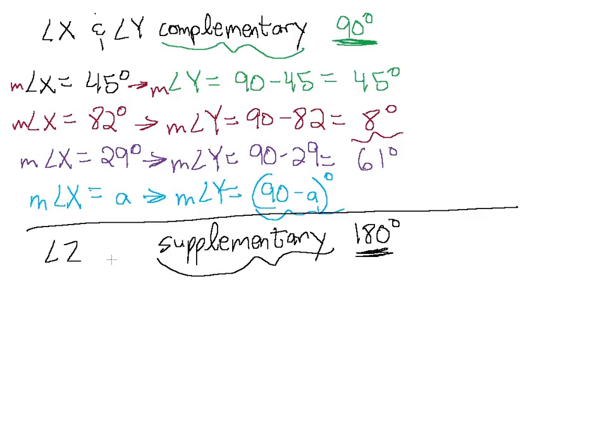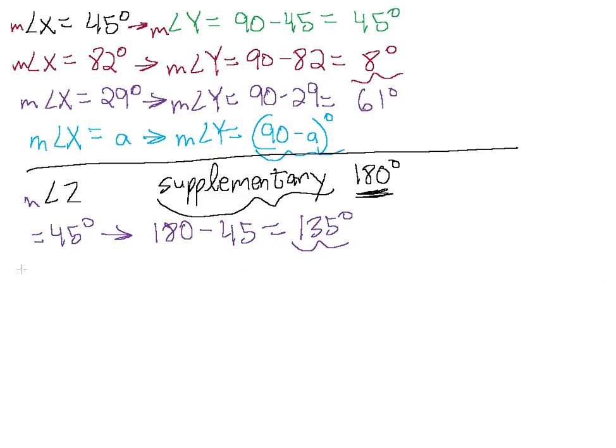Let's say that we want to find the measure of the angle supplementary to angle Z, if angle Z is 45 degrees. Well, all we simply do is subtract 45 from 180. So we get 180 minus 45, and that'll give us 135 degrees. So the angle supplementary to angle Z, when angle Z is 45 degrees, is going to be the angle that's 135 degrees. All right, so far so good. Let's look at another one.